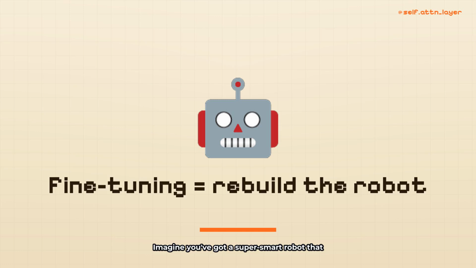Imagine you've got a super smart robot that talks like everyone else. What if you wanted to teach it to say "poggers" every time? Normally, you'd have to rebuild the whole robot, every wire, every circuit, just to add one word. That's like fine-tuning a language model. You change millions of numbers to teach it one new word. But what if there was a smarter way?